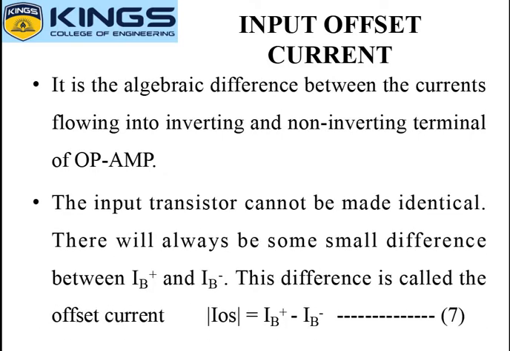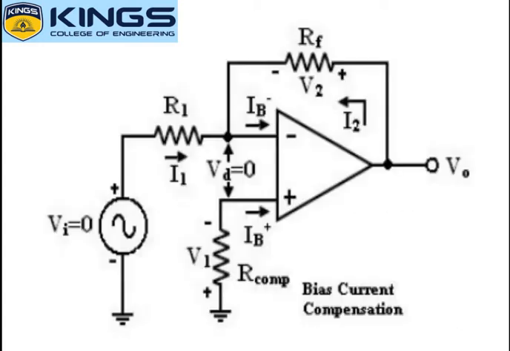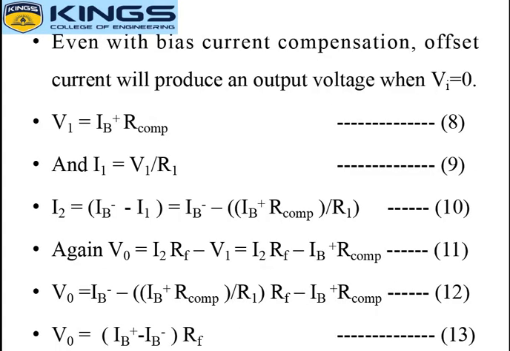The input transistors cannot be made identical. There will always be some small difference between IB minus and IB plus. This difference is called the offset current IOS and can be written as IOS equal to IB plus minus IB minus. Even with bias current compensation, offset current will produce an output voltage when the input voltage Vin is 0.